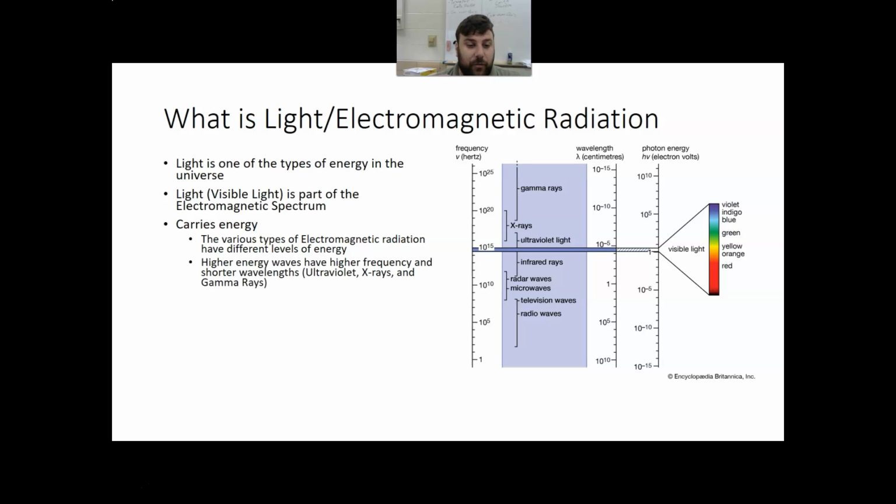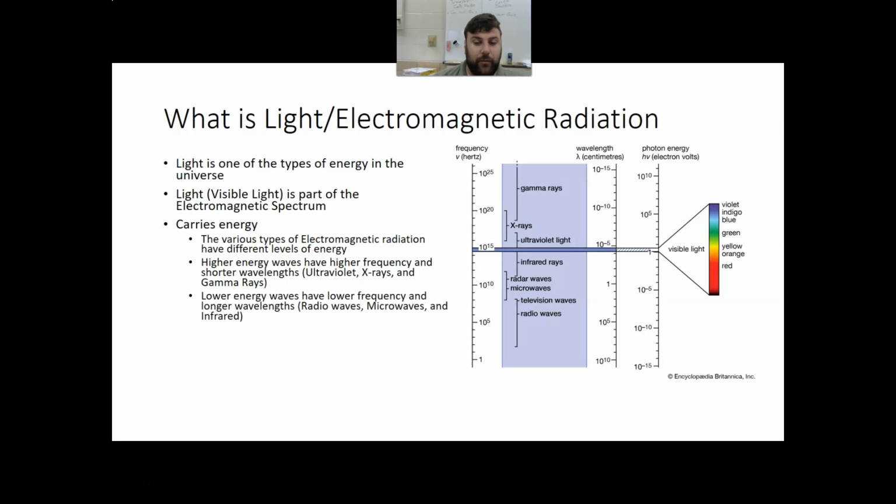The higher energy waves have a higher frequency and a shorter wavelength. So as I mentioned on the last slide, as frequency and energy increase, wavelength is going to decrease. Our high energy waves are going to be things like ultraviolet light, X-rays, and gamma rays, some of which we will look at much later in the class.